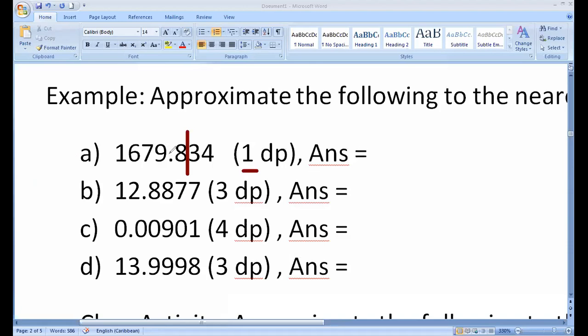So after you figuratively carry the point over to one place to the right, what you do next is that you listen carefully. You examine the number to the right. What number is to the right? 3. It's 3, right? That's how you go.